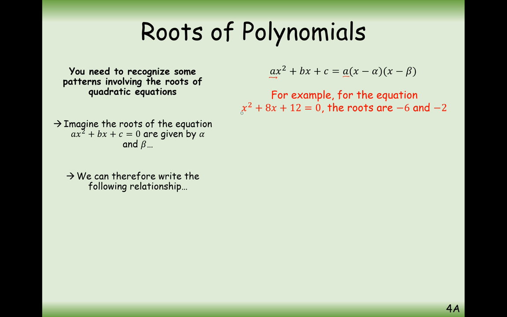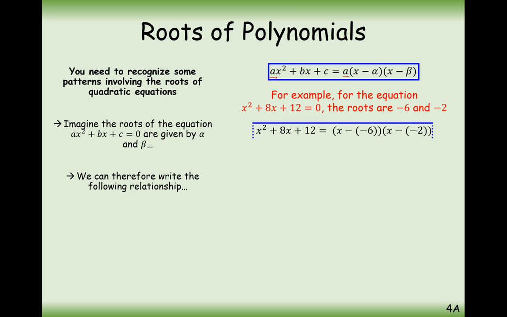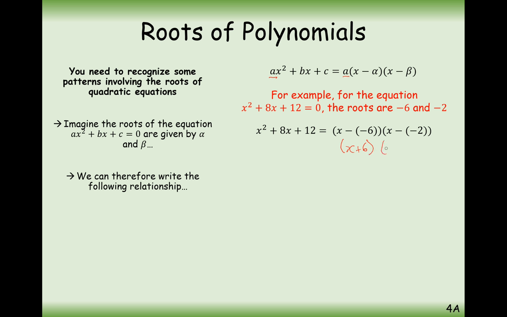So for example, when we have x squared plus 8x plus 12 equals 0, the roots are minus 6 and minus 2 because we can factorise it into x plus 6 and x plus 2. Effectively, this is what it's like here, but really we would write it as x plus 6 and x plus 2. But effectively, this is what it's referring to in this notation here.